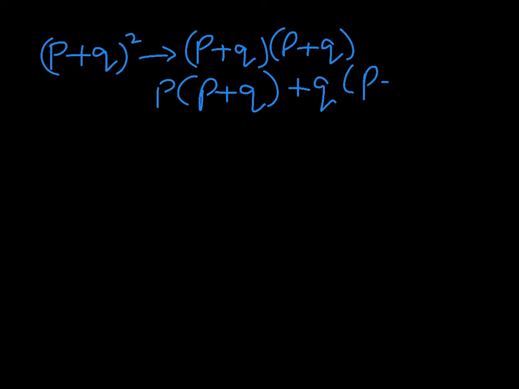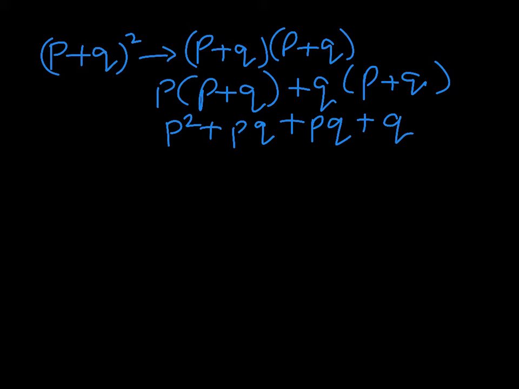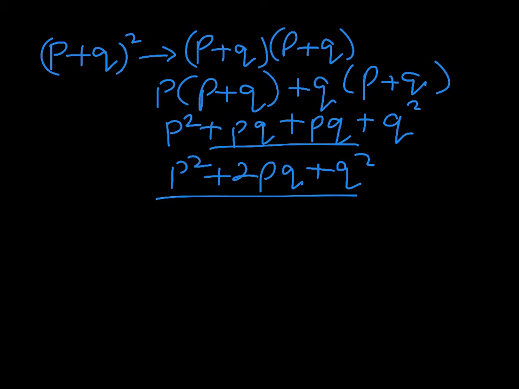So P into (P plus Q) into (P plus Q). When we expand that, P times P gives us P squared. P times Q is plus PQ. Q times P is another plus PQ. Q times Q is Q squared. So when you add these two together, it becomes P squared plus 2PQ plus Q squared. This is the expanded form of the perfect square (P plus Q) squared.